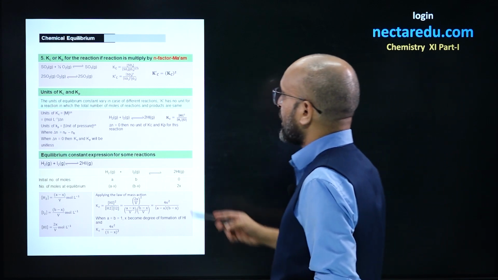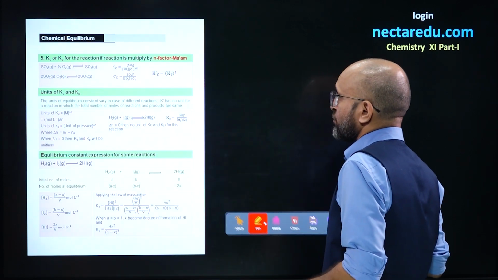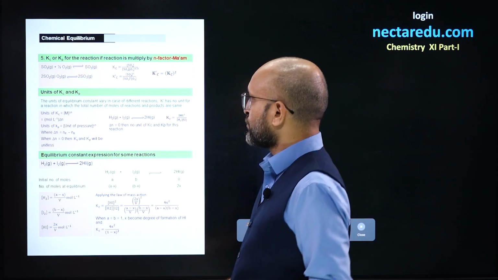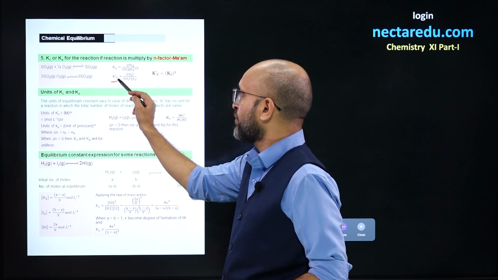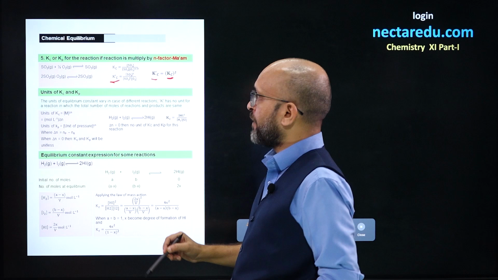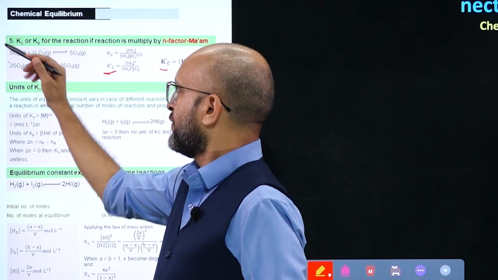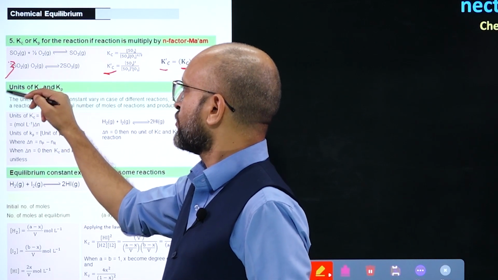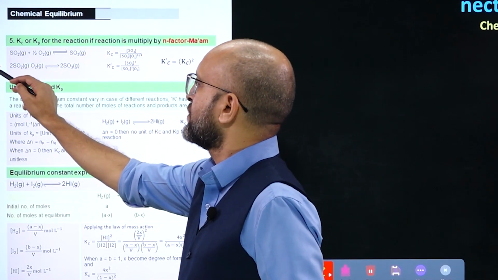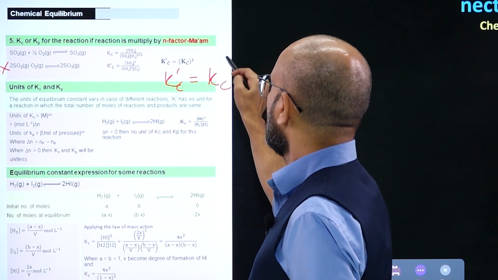because you have multiplied with 2, it was SO2 plus half O2 gives SO3, and we have multiplied the previous reaction with 2. So what happens is the equilibrium constant for the new reaction equals Kc to the power 2. If we multiply this reaction by 3, let's say, then Kc dash will be Kc to the power 3.